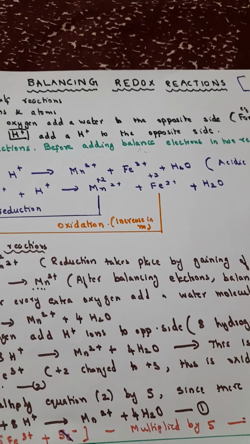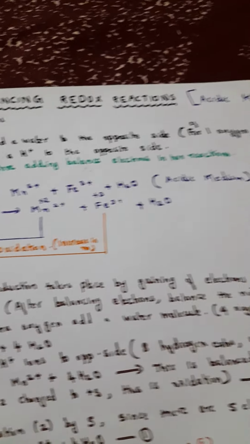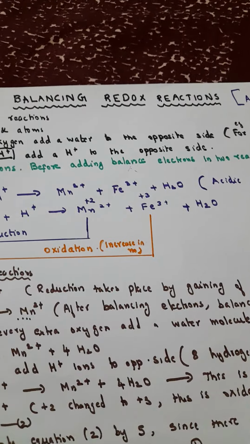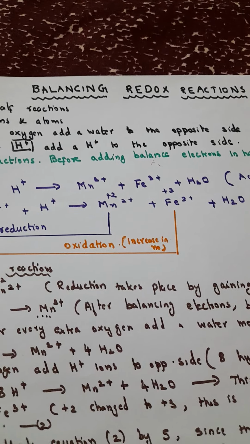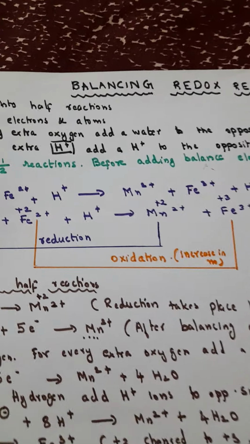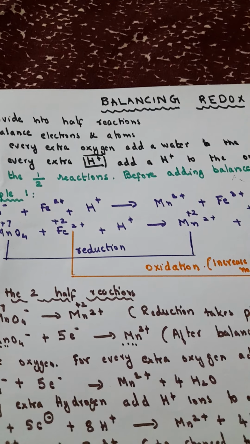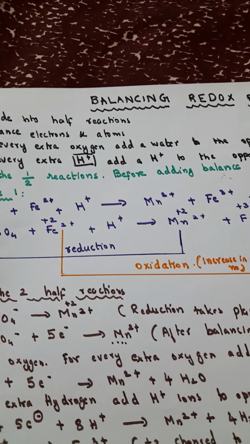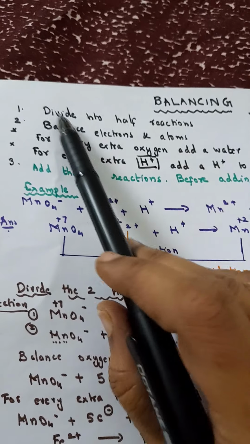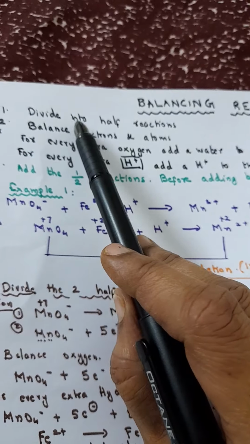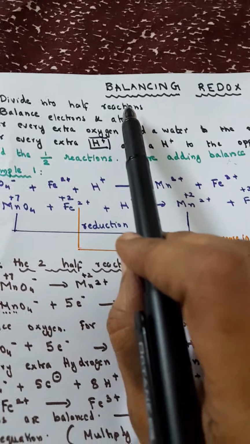Today, I am going to teach you all a simple trick how to balance a redox reaction in an acidic medium. So, firstly, I'll tell you about a few important steps to balance the redox reaction. If a compound undergoes oxidation and another compound undergoes reduction, you have to divide it into two half reactions. That is the first step. Divide the reaction into two halves. One will be the oxidation part and one will be the reduction part.